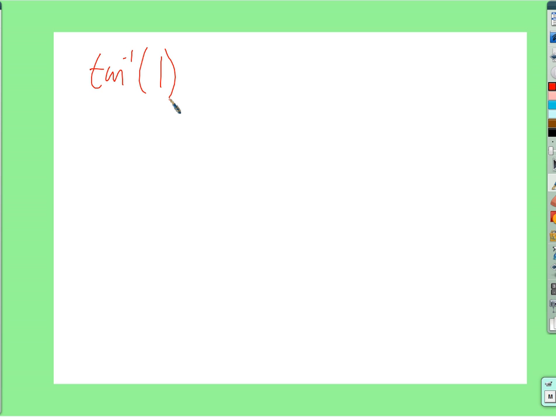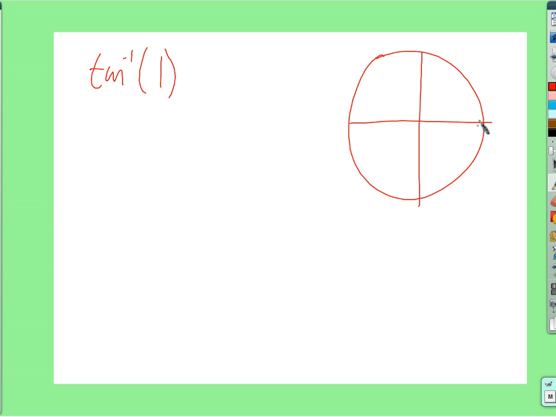okay, but again, it also happens at another angle. Where else? You tell me where else you get a tangent of 1. 225 degrees, because there we get a positive 1 when we take a negative divided by a negative. Which one sounds better? We want our answer to be 45 or 225? 45. So we're going to take quadrant 1.